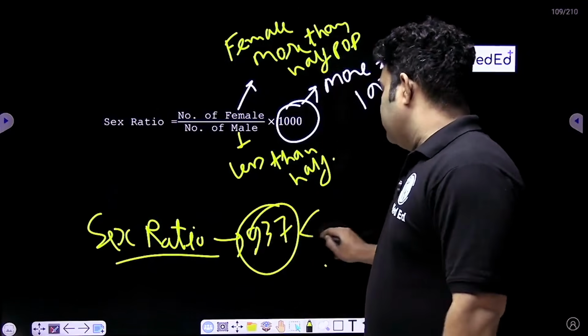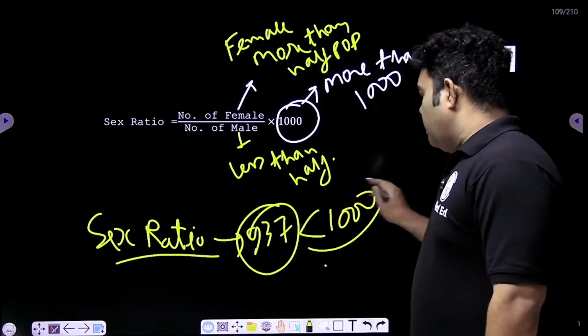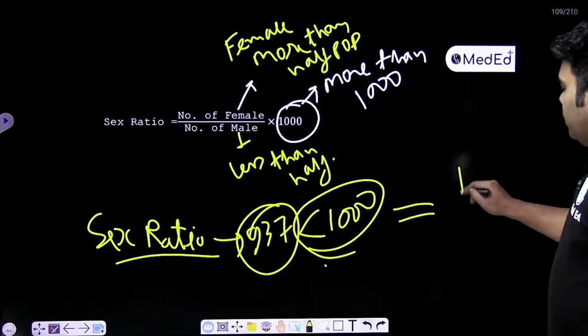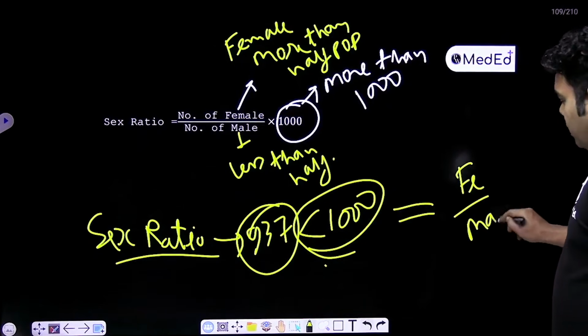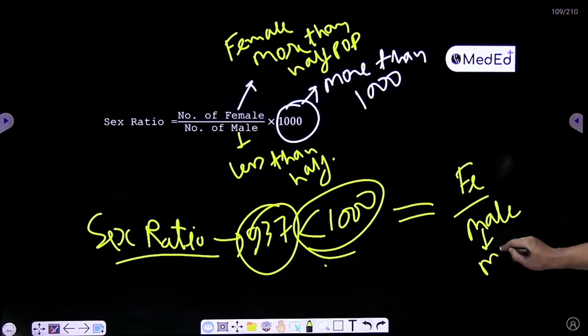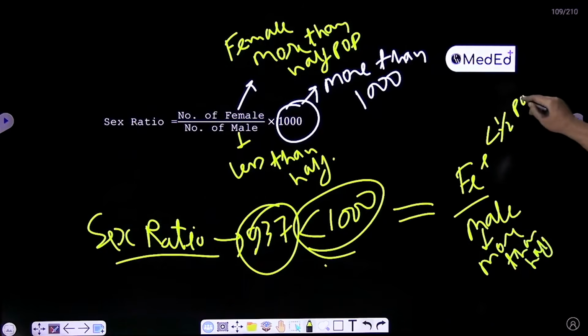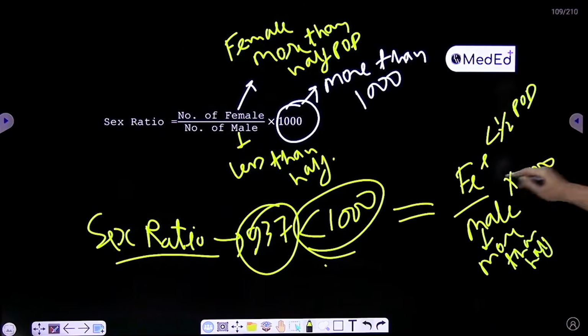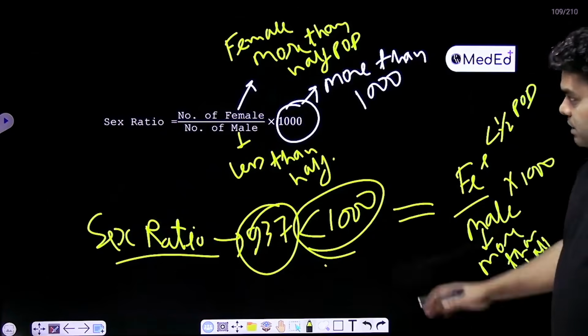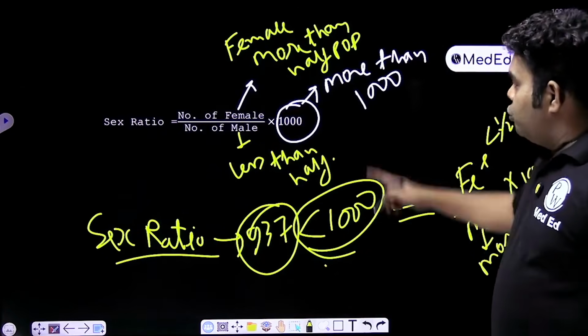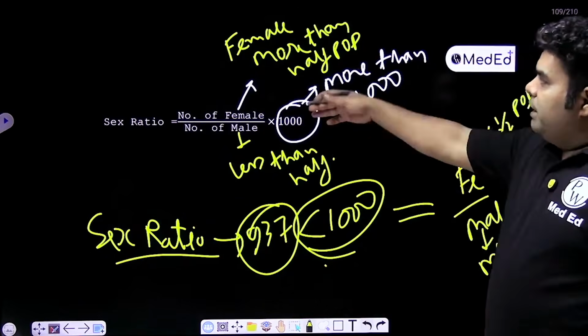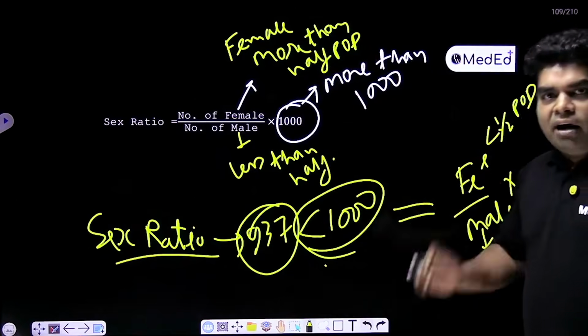937 means, of course, it is less than 1000. And less than 1000 means who is more? Female is more or male is more? Less than 1000 means male is more than half, and female is less than half of the population. Then the sex ratio is less than 1000. So this is the reality. But if you want a sex ratio more than 1000, then female needs to be more than half and male needs to be less than half.